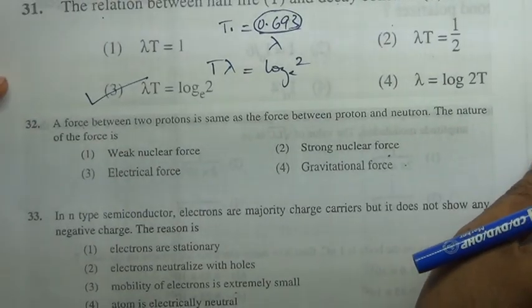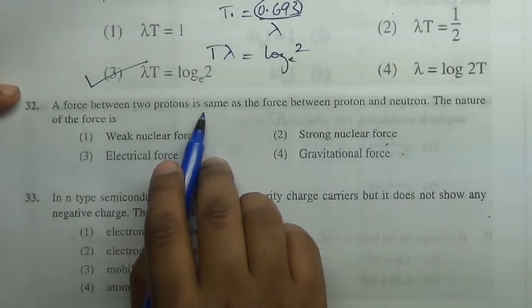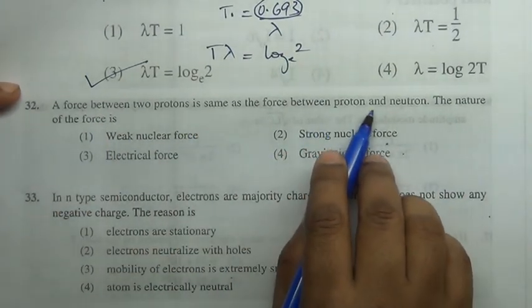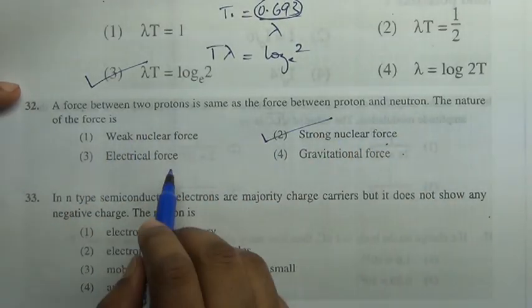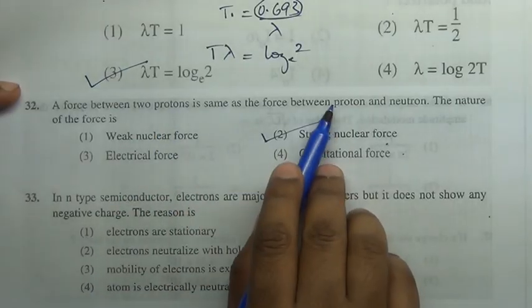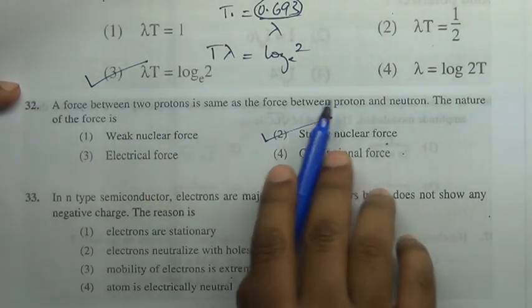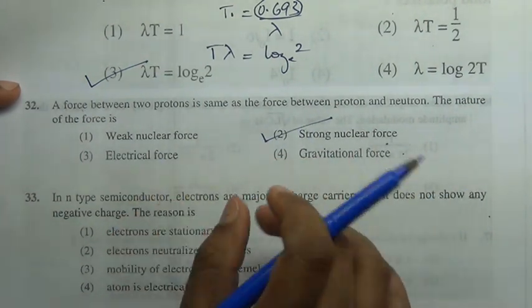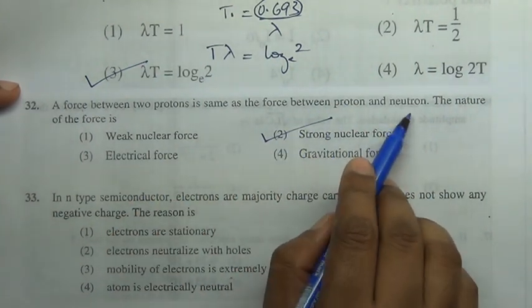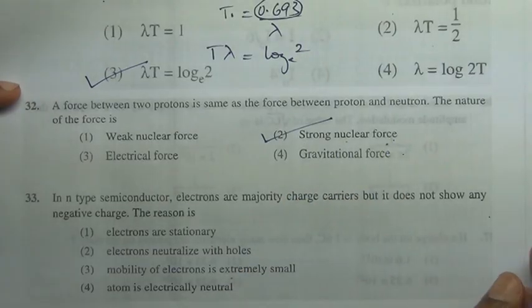Simple arrangement. Force between two protons is same as force between proton and neutron. The nature of the force should be strong nuclear force. If it is charge dependent, it is electrostatic. Since it is charge independent, it should be nuclear. Since it is within the nucleus and it is between proton-proton and proton-neutron, it should be strong nuclear force.